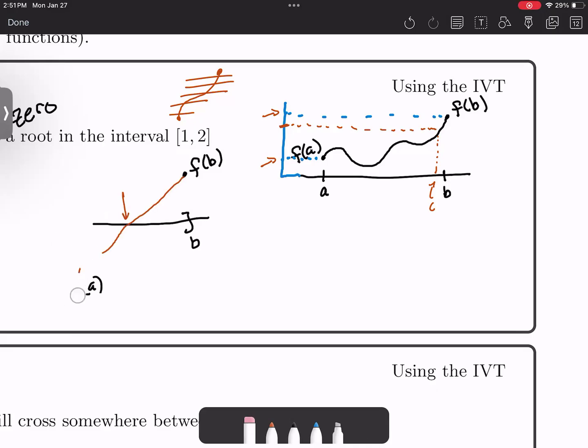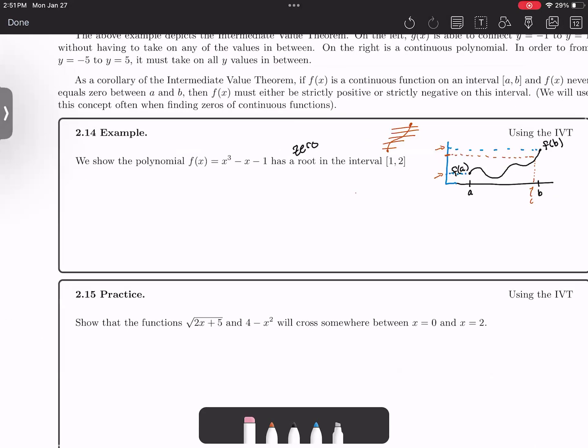All right, now putting this all together, let's work on this example 2.14. I want to show that this cubic polynomial, x cubed minus x minus 1, has a root, or a zero, somewhere between 1 and 2.